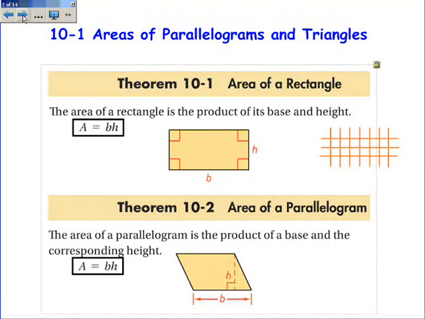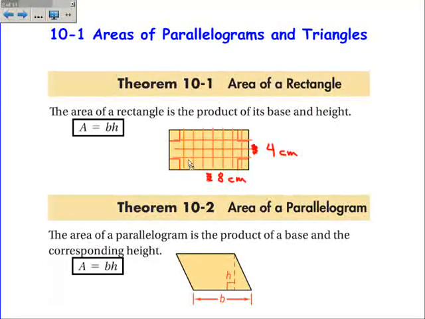why that is. If I said that the height of this rectangle was 4, let's just say centimeters, and the base was 8 centimeters, I know you can probably just multiply those together and say, hey, it's 32 centimeters squared. But I want to talk about why that is.